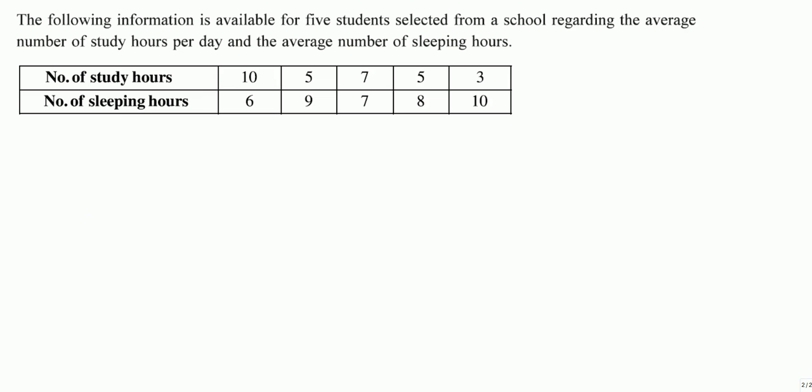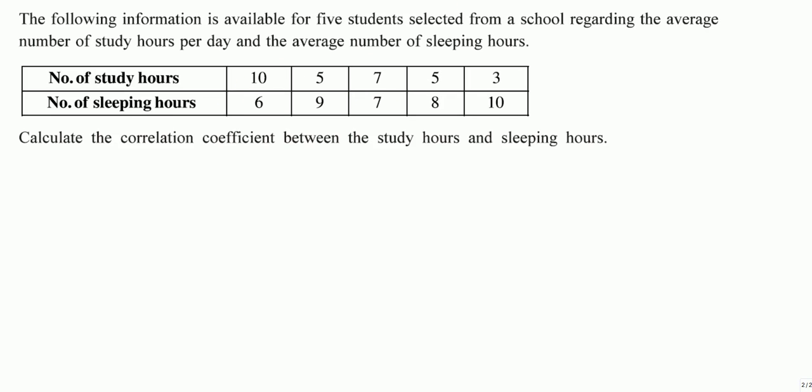Our second question is: the following information is available for 5 students selected from a school regarding the average number of study hours per day and average number of sleeping hours. Calculate the correlation coefficient between the study hours and sleeping hours.